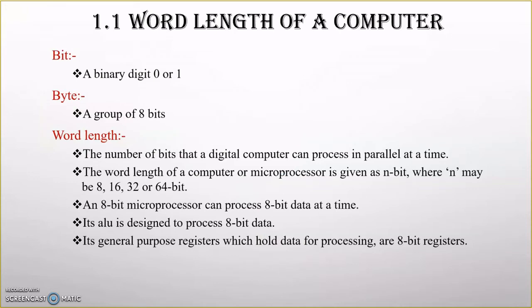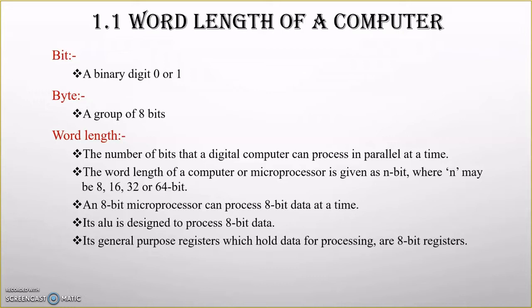The next topic is word length of a microprocessor or word length of a computer. Before going to learn about the word length of a computer, we will see what is a bit. A bit is a binary digit, either it may be 0 or 1. Next one is byte. A group of 8 bits is called a single byte, that is 1 byte. Next, word: the number of bits that a digital computer can process in parallel at a time.